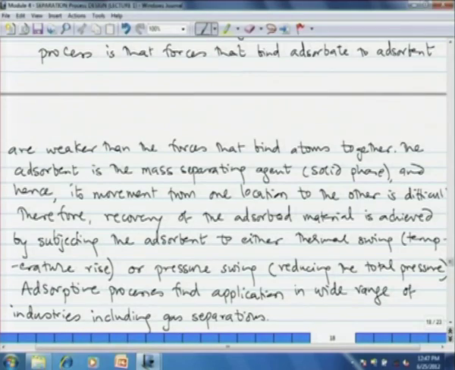Secondly, the adsorbent is the mass separating agent, solid phase, and hence its movement from one location to other is difficult. Therefore, recovery of the adsorbed material is achieved by subjecting the adsorbent to either thermal swing, as I just mentioned, or pressure swing, that is pressure swing adsorption, as a bed itself. Okay. So, you cannot separate it, and then transportation is difficult.